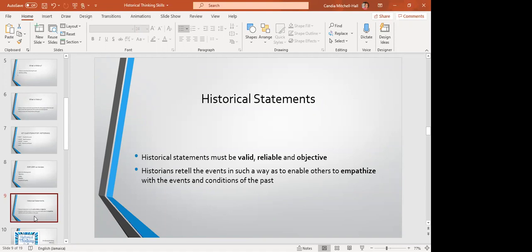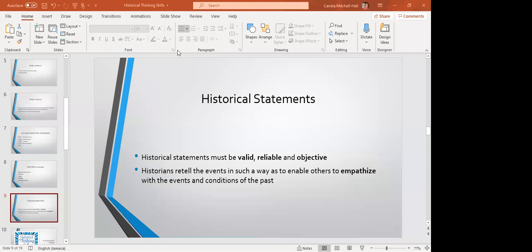Anyone else have another definition? Well-founded. Continue. The extent to which our concept, conclusion, or measurement is well-founded and likely corresponds accurately to the real world. So in other words, when somebody says that something is valid, or the validity of a statement, it must be based on evidence. You must have evidence to back up what you're saying. So historical statements must be valid, they must also be objective, but they also must be reliable.